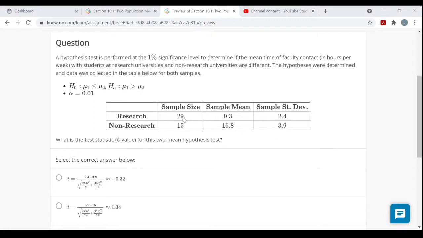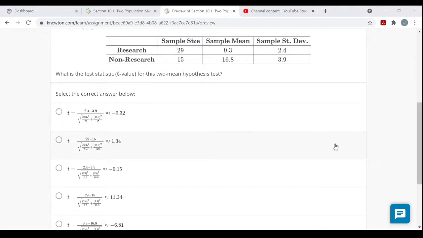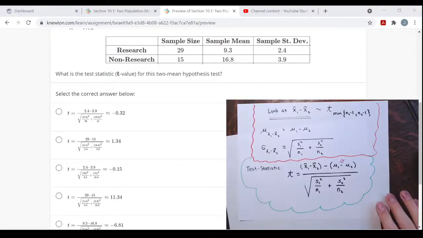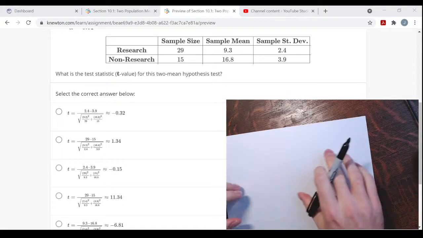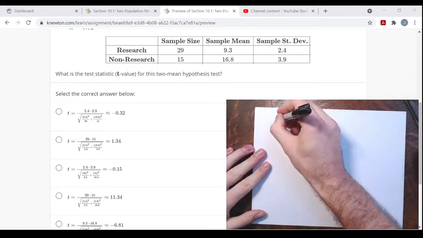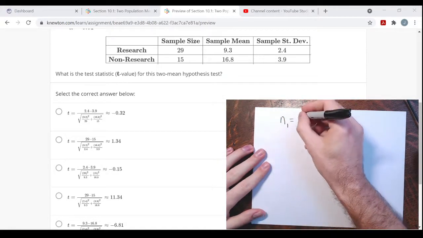So for the research universities, this 29 is N1, 9.3 is X1 bar, 2.4 is S1. And in fact, I'll just write all this out on a piece of paper here. Let's write this stuff down. Right, so for sample 1, N1, the sample size, this is for the research universities, is 29.